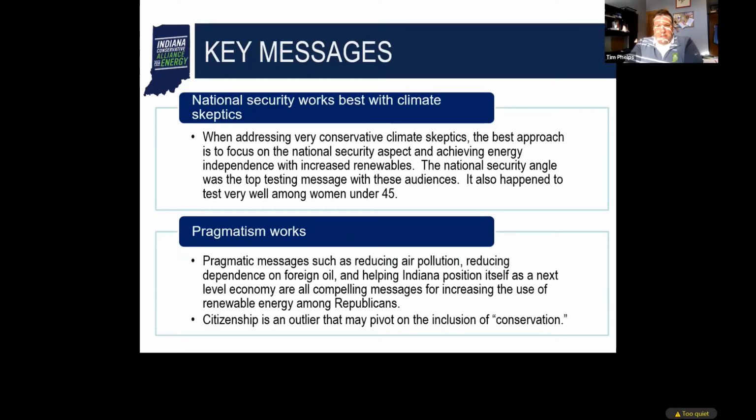Climate skeptics, and as I said, there's a lot of them. This idea of energy independence and national security was most effective when talking to people who were most skeptical on climate. National security is an issue that always tests really well. Energy independence is an issue that always tests really well amongst conservatives.